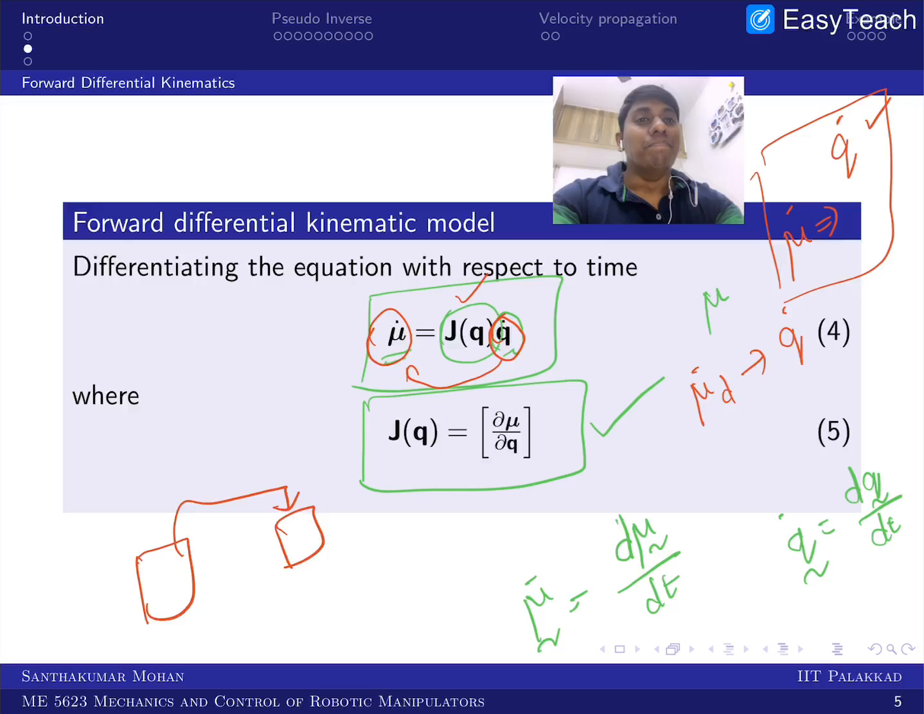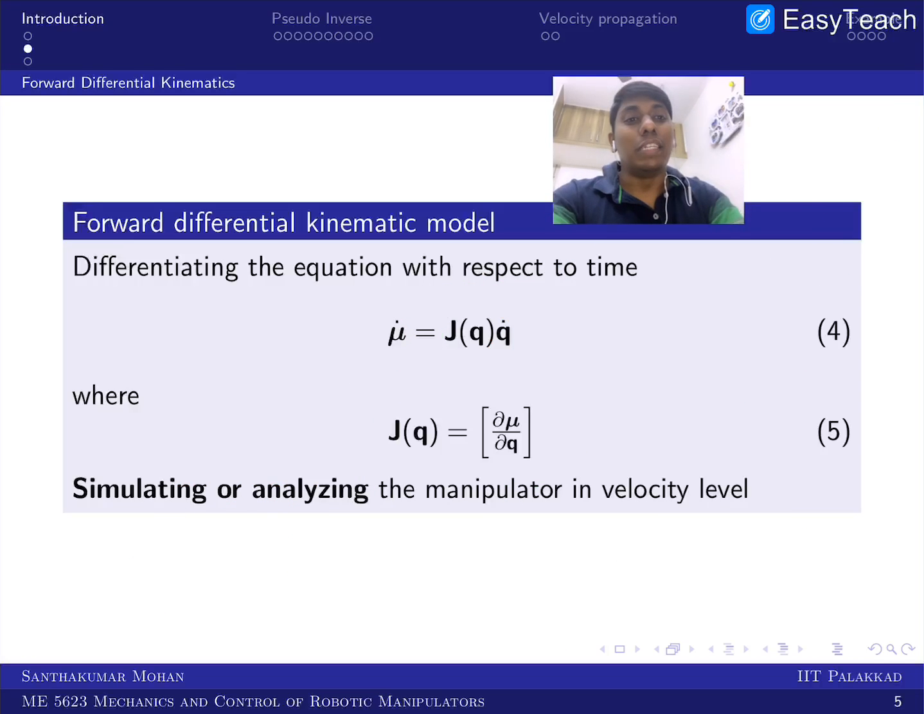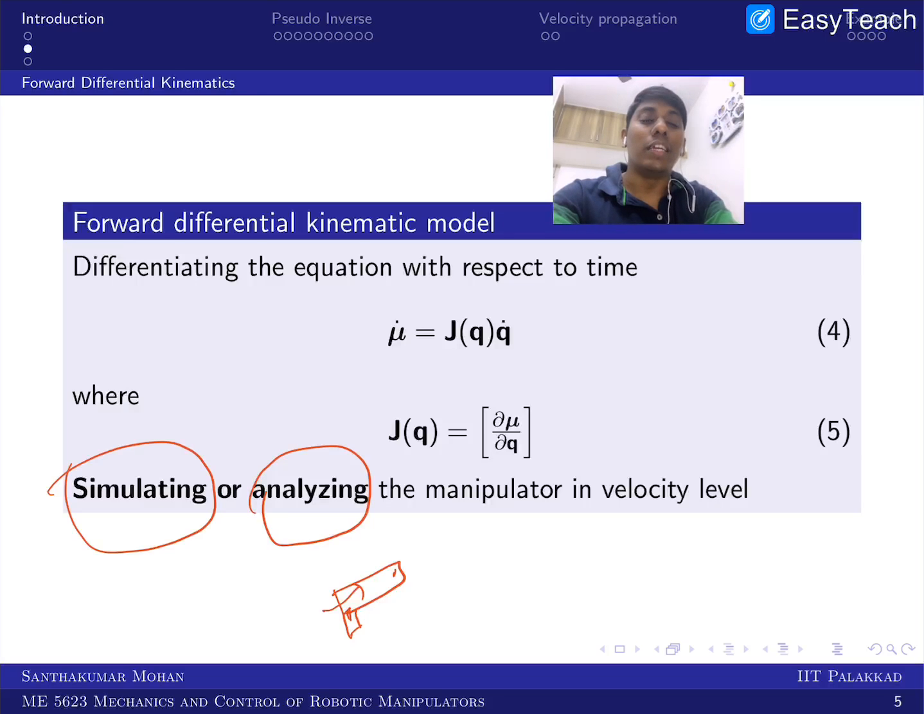In that sense, differential kinematics can be further divided. One is forward differential kinematics, where q dot is available and you are trying to find out what mu dot is for a given q and q dot. Here we take the manipulator, fix the motor, rotate it with a certain speed, and see what happens at the end point. If it is numerical you are simulating, and if it is real time you are analyzing or understanding the system, but at the velocity level. This is forward differential kinematics, very straightforward with the kinematic model.